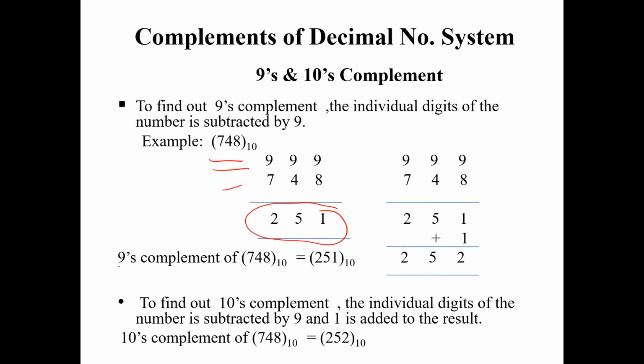In a similar manner, if you want to find the tens complement of a particular number, then the individual digits of that number will be subtracted from 9 and then 1 will be added to the result. Again, we'll take the same example, 748 to the base 10. If you want to find the tens complement, just subtract the individual digits from 9. So 251 will be the result. Now just add 1 to the result. So what you will get is 252. So 252 to the base 10 is your required tens complement.